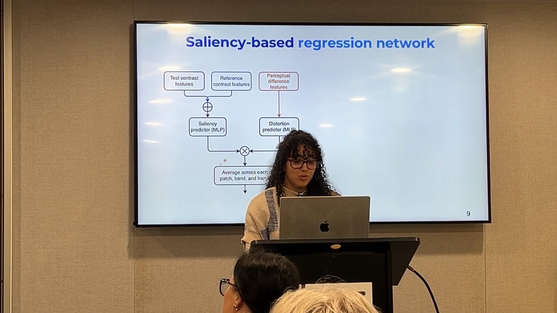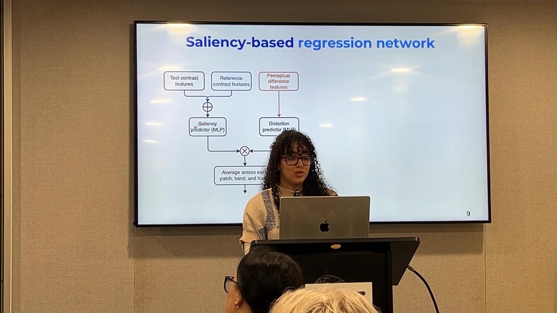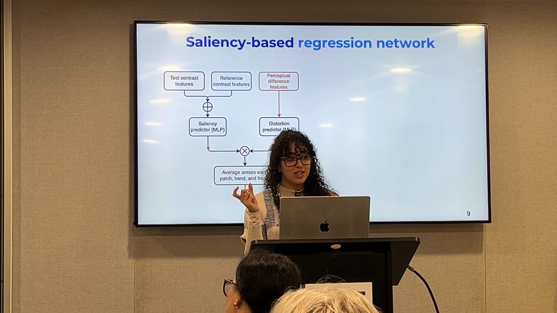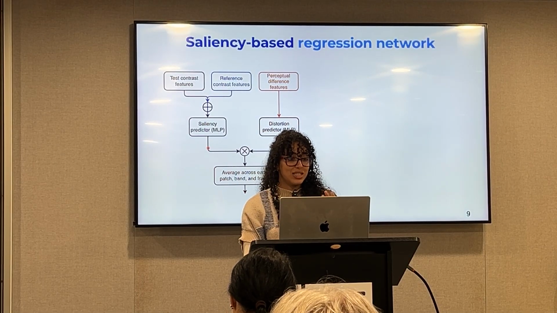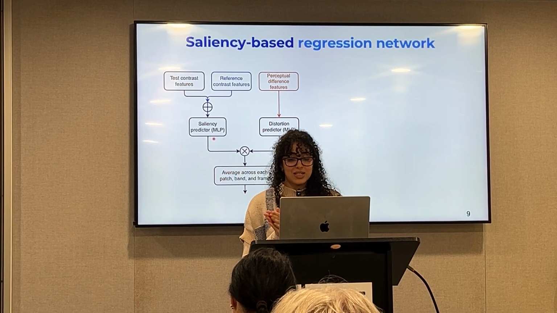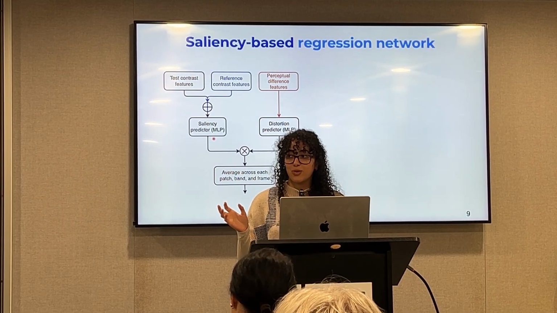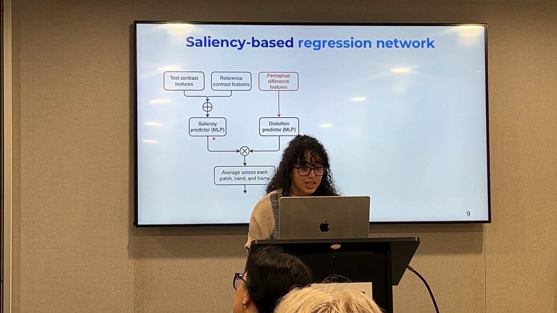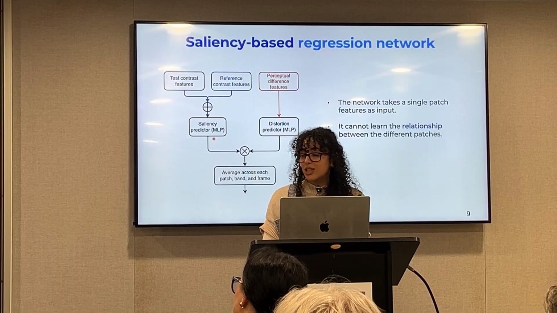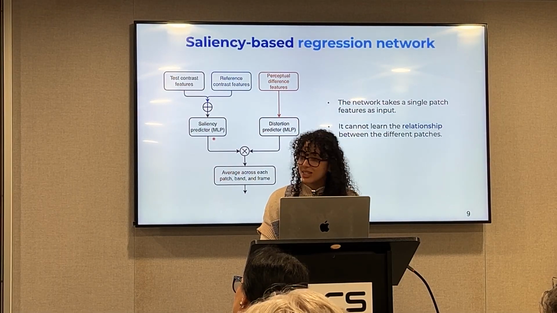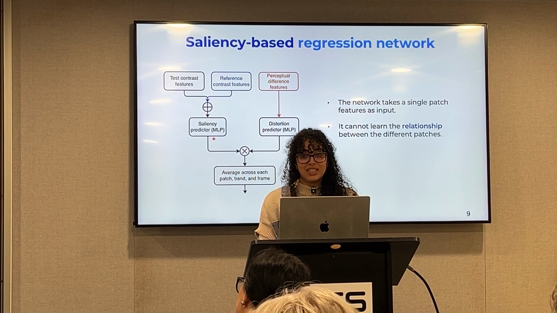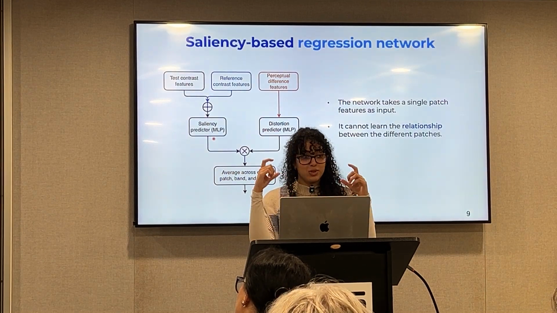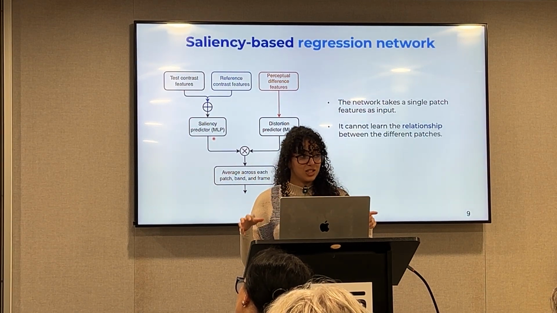So here, we're not training the saliency predictor on eye tracking data or anything like this. The idea was to train everything on a quality dataset and to see how to learn some kind of saliency that's more related to the context of quality metrics. So one issue with this kind of architecture is that it only takes one single patch feature as an input, which means it cannot really learn different relationships between the different patches in a spatial context.